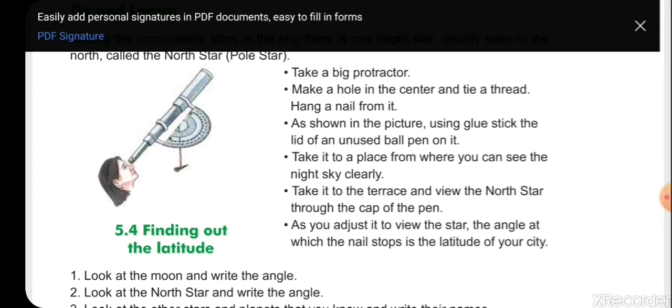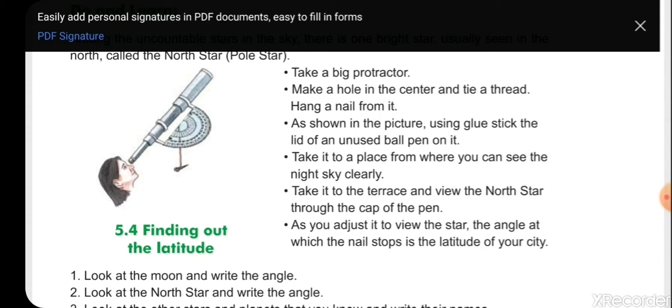As shown in the picture, using a glue stick, attach the lid of an unused ball pen on it. Take it to a place from where you can see the night sky clearly. Now we have to take this entire mechanism to the place where we can see the entire sky clearly. Take it to the terrace and view the North Star through the cap of the pen.